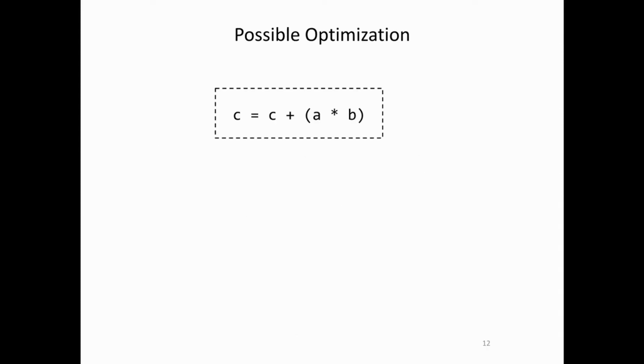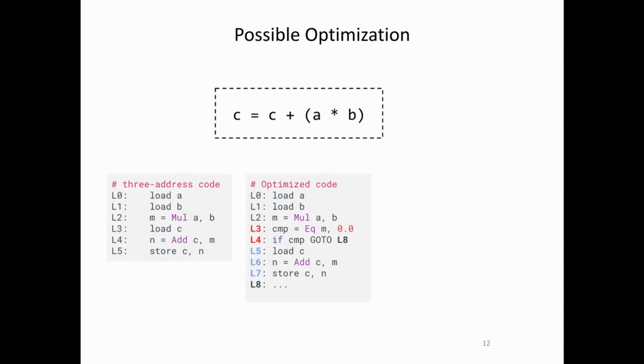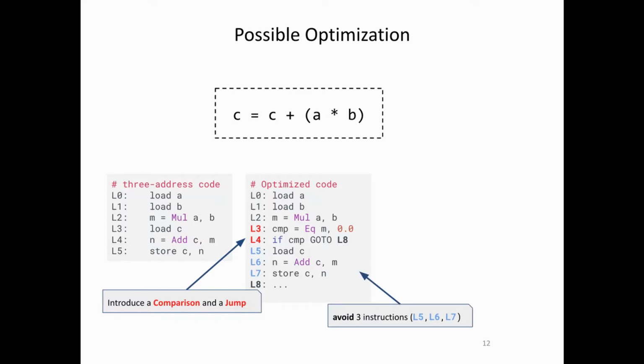So is this optimization profitable? Well, if we represent this kind of expression in a three-address code format, we have two loads for A and B, one multiplication, another load for C, one addition, and a store. When we add the conditional, we are adding two instructions, a comparison and a jump. And if the jump is successful, we are avoiding three instructions.